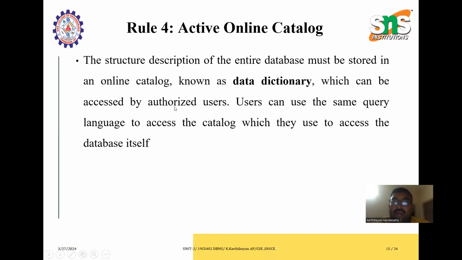This is rule 4, active online catalog. The structural description of the entire database must be stored in the online catalog, the data dictionary, which can be accessed by only authorized users. The user can send queries in the query language to access the catalog, which they use to access the database itself. Rule 5.